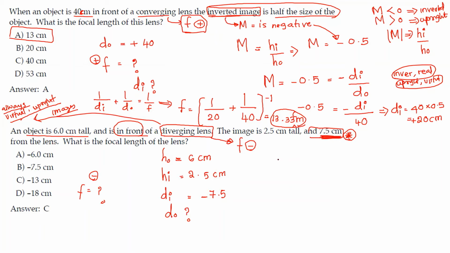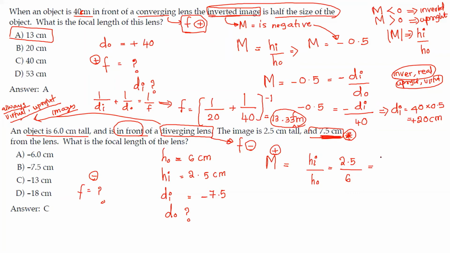So let's find it. M is given by what? Hi over H naught. And also we know diverging lenses make upright images, right? That means this is a positive value. So we can just plug 2.5 for Hi and 6 for H naught, and we can leave it to be positive because we know M is positive because it's an upright image.